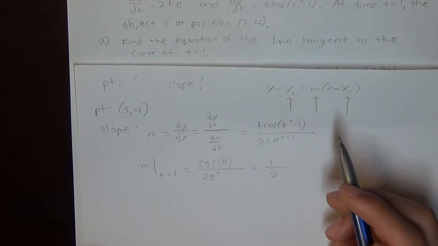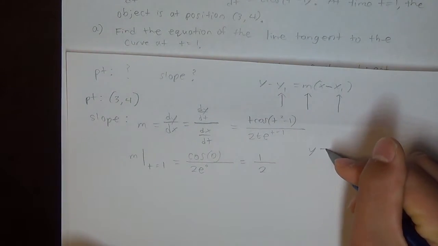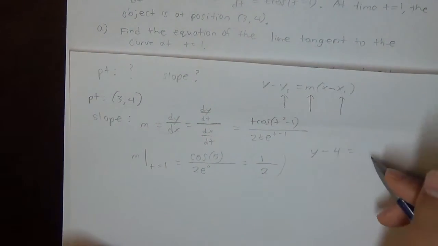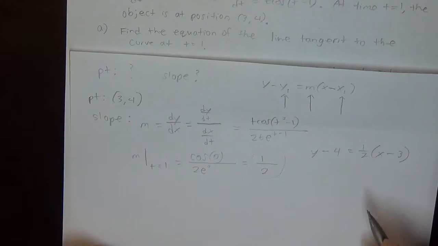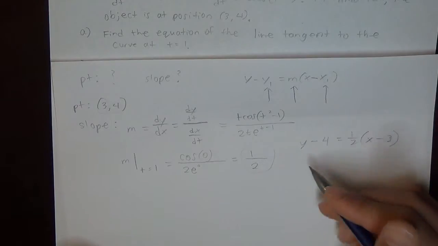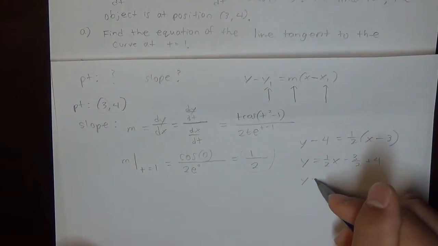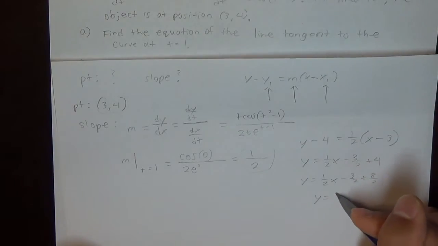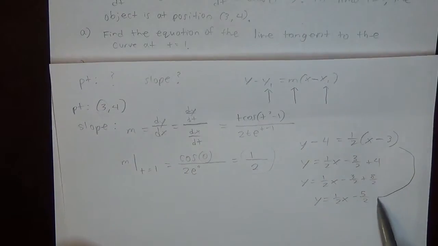Nice. So now we just have to generate our tangent line equation. Our tangent line equation is y minus y1, which is 4, equals m, which we just found is 1/2, times x minus x1, which is 3. So that's our tangent line equation. If you want, you can simplify it further. I'll just do that: 1/2 x minus 3/2 plus 4. So either one of these would work.